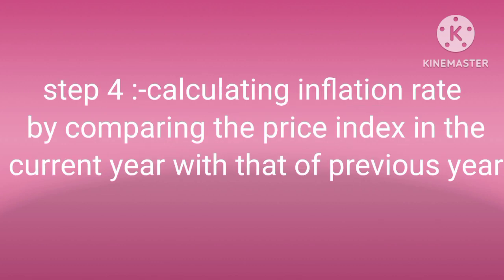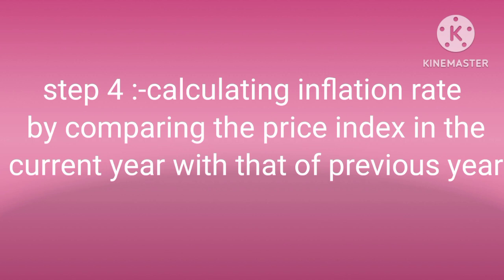Next, step 4 is the inflation rate. How will we calculate the inflation rate? We will compare the price index of the current year with that of the previous year: the current year price index minus the previous year price index, divided by the previous year, into 100. So we will calculate the inflation rate in this way. This is called the consumer price index. Through the consumer price index we will calculate the inflation rate.